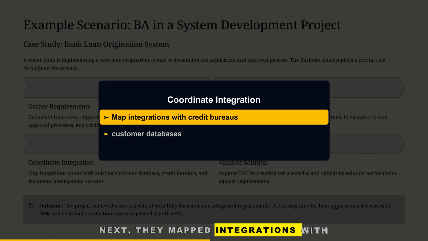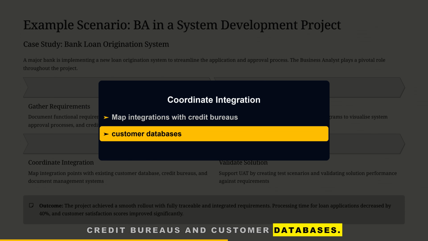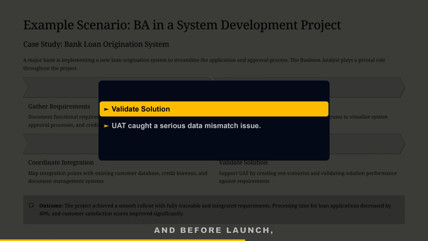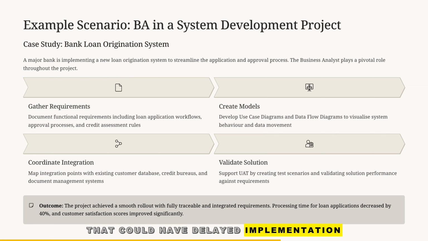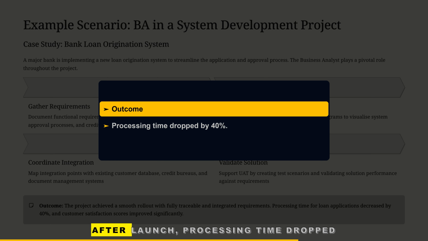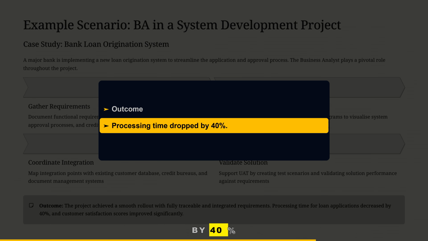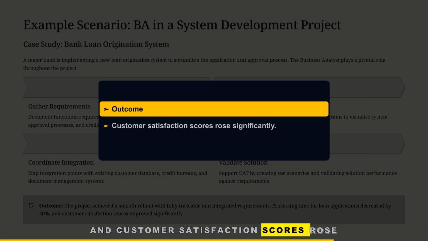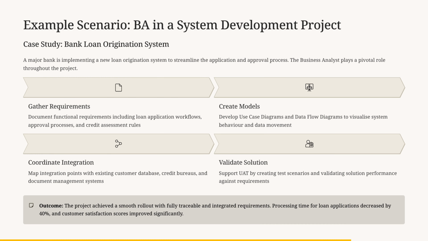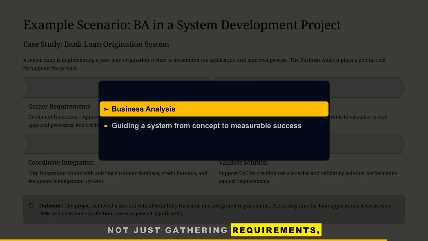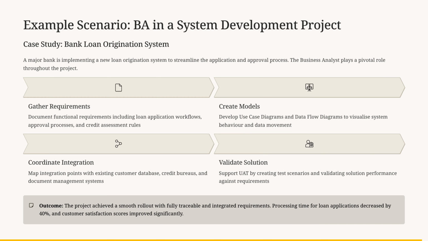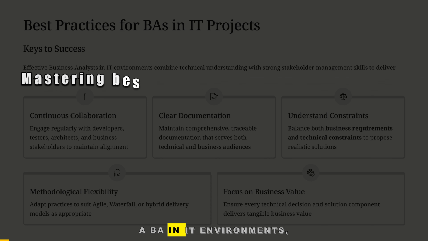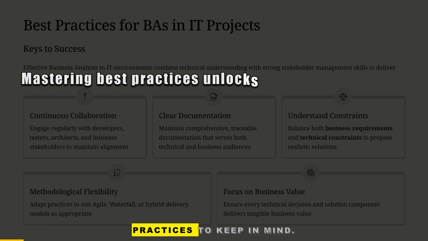Next, they mapped integrations with credit bureaus and customer databases. And before launch, they led UAT, catching a serious data mismatch issue that could have delayed implementation by weeks. After launch, processing time dropped by 40%, and customer satisfaction scores rose significantly. That's what business analysis looks like in the real world, not just gathering requirements, but guiding a system from concept to measurable success.